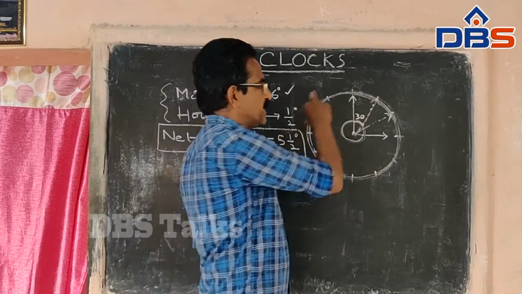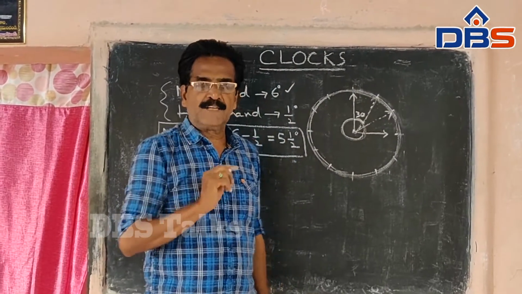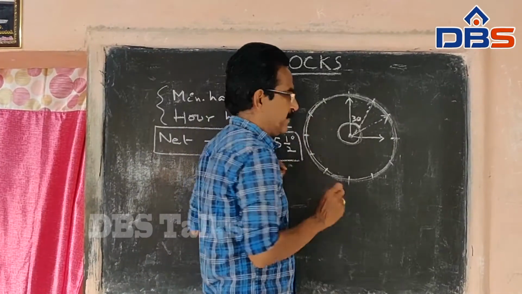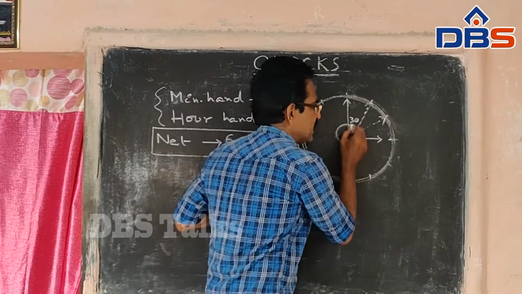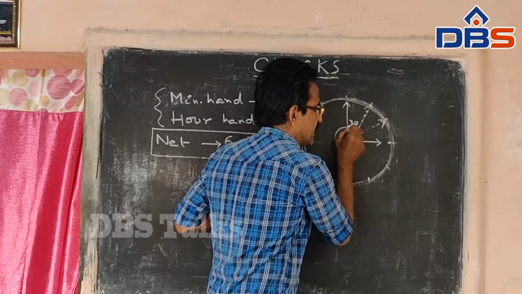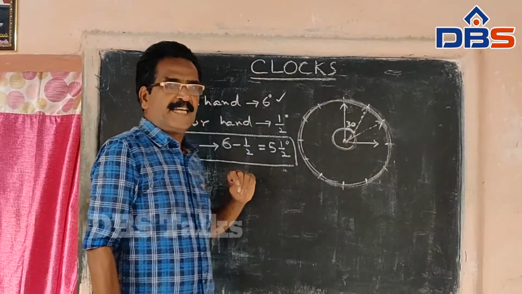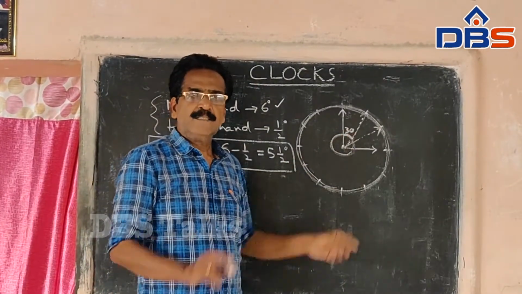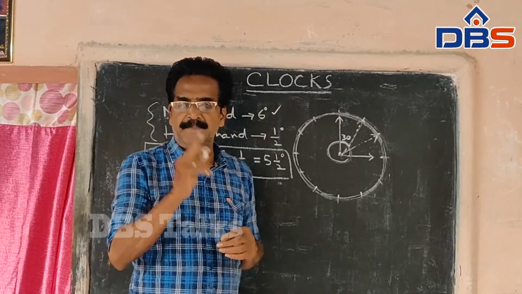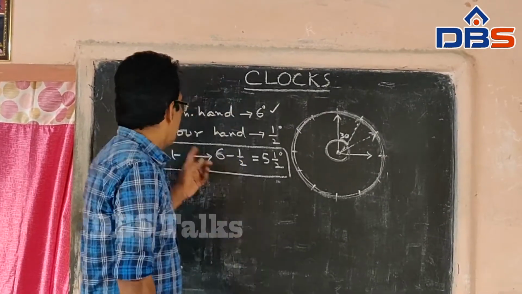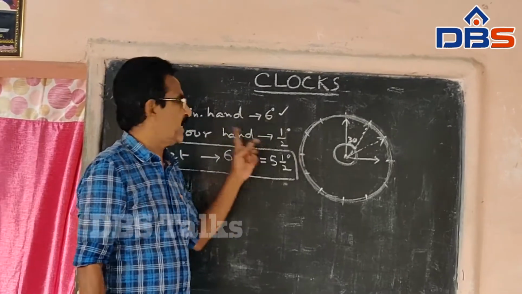6 sixes are 36, 360 degrees. In the same 1 hour time, that is in the same 60 minutes, our hour hand rotates just an angle of 30 degrees. 60 minutes, 30 degrees means in each 1 minute, our hour hand rotates an angle of half a degree.